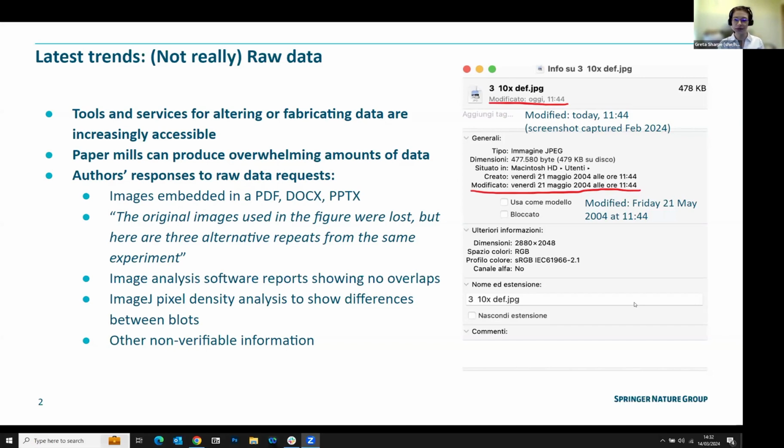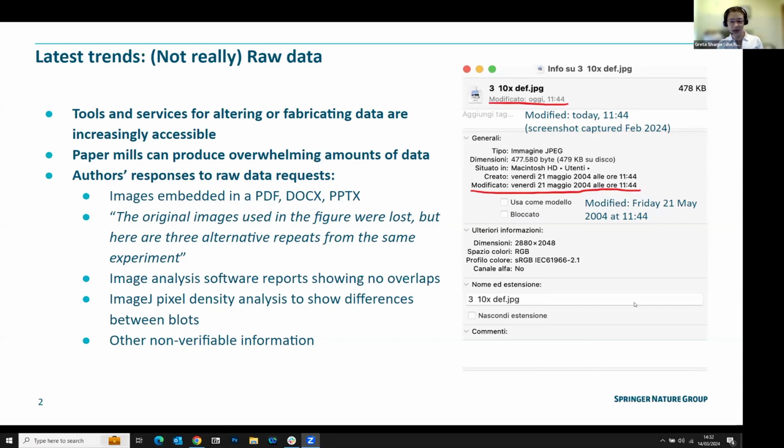And I've had some very interesting responses to my requests that authors provide raw data. The most common one is that they provide the data embedded in PDFs and Word documents, PowerPoint slides, anything but raw data. So all the metadata is lost, and there is nothing that can help me validate whether the images were actually captured at the time when the experiments happened.